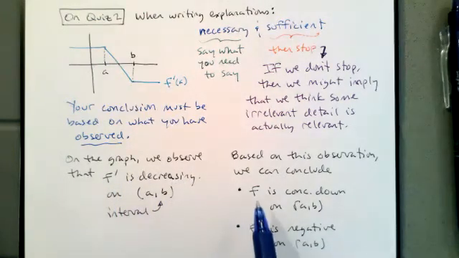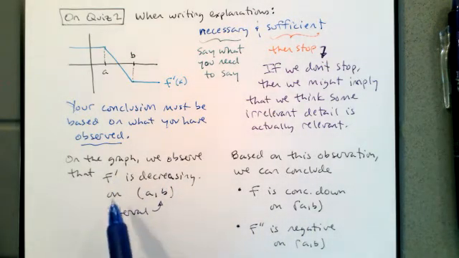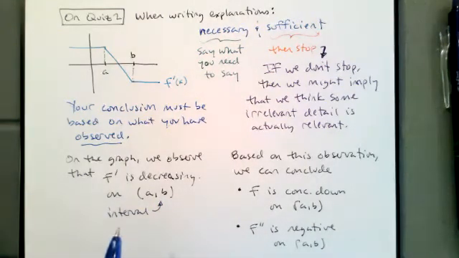So the reason to conclude that f is concave down on the interval from a to b is that f prime is decreasing on the interval from a to b, and nothing else. So even though it's correct to conclude that f double prime is negative, if you include that in your explanation here, you're claiming that you observe that f double prime is negative when you are in fact concluding that f double prime is negative. Does that make sense?